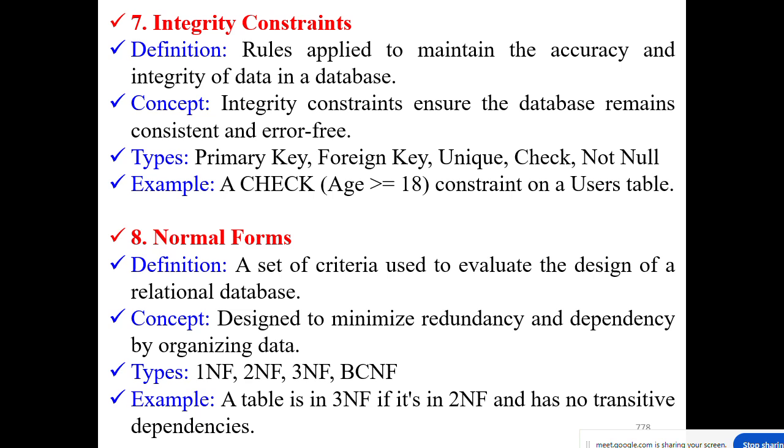For example, A is a person, check: age is an attribute greater than or equal to 18, a constraint on a user's table, suppose any table. So like that we are using integrity constraints.